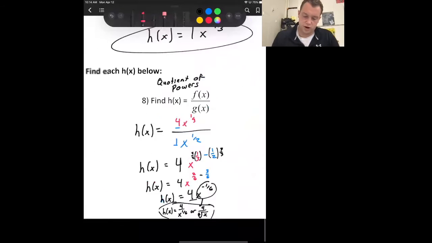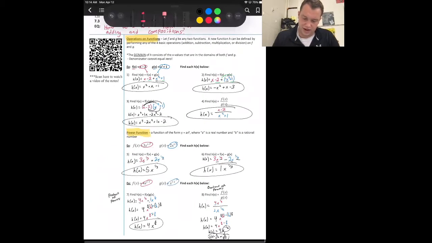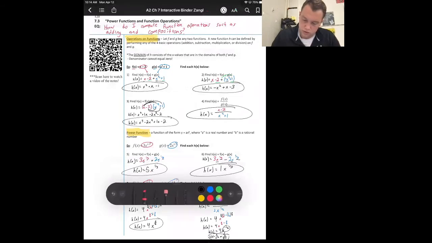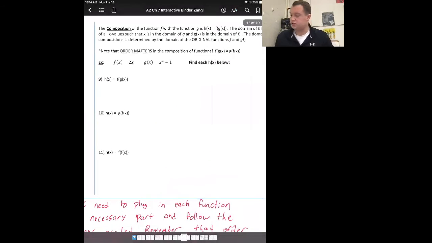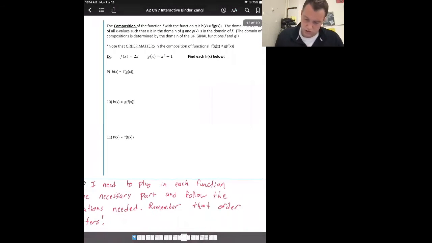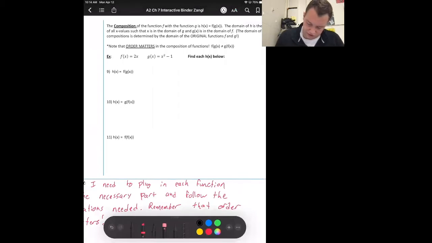All right, so right now we're going to quick hop on over to the last page here. Oops, there we go. And we're going to talk about compositions. Okay, so compositions are a little bit different. So instead of just multiplying, adding or subtracting, compositions is where we take one of them and we plug it in for the other one. So let's take a look here at that definition.